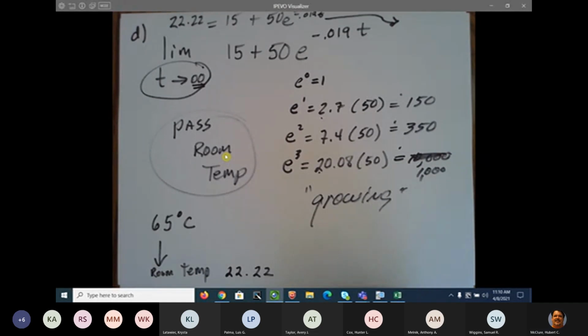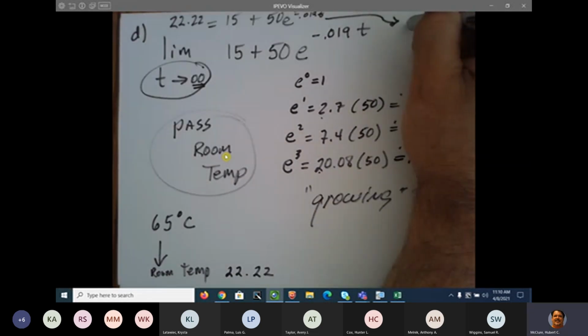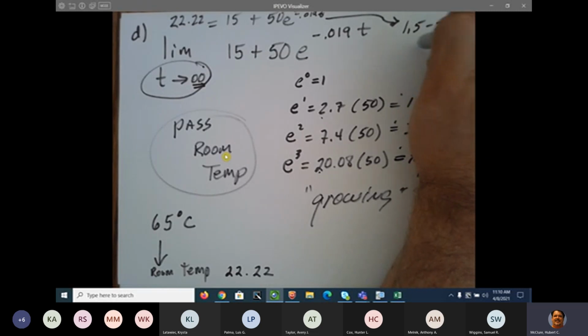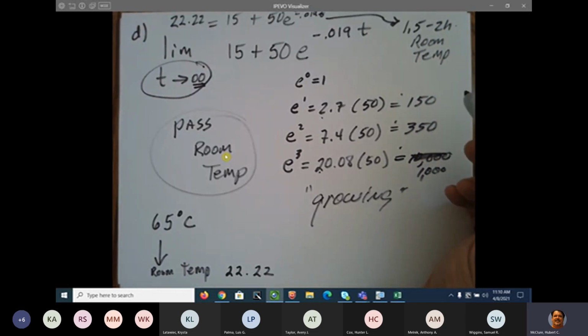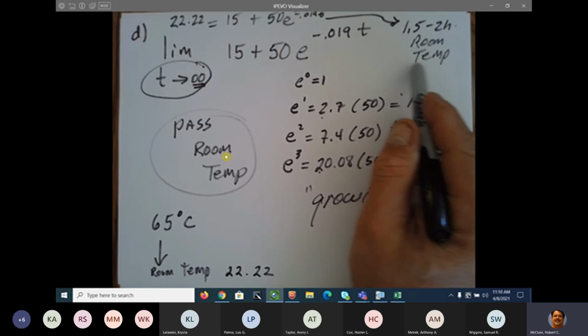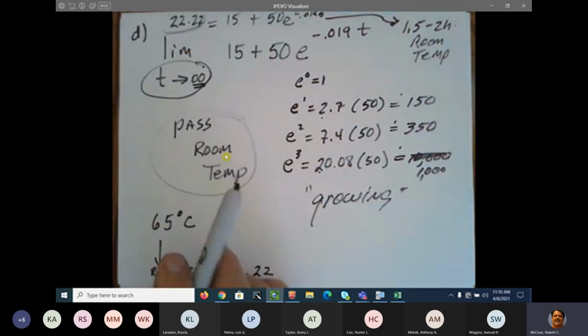34? 34 was how many minutes? 51 minutes. So I would say probably maybe an hour and a half to 2 hours. You would be at room temperature. Well, what does that mean? That means infinity can keep going, but what is your hot chocolate going to be at? Your hot chocolate is going to be at 22 degrees forever, unless you change the temperature of the room.